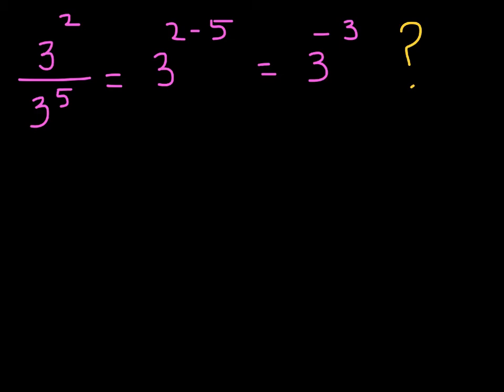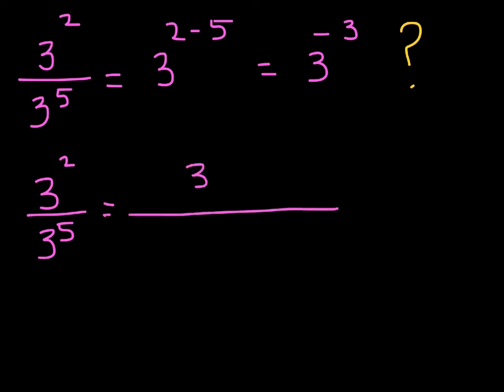So let me have you simplify this expression a different way using factorization. 3 squared means 3 times 3. 3 to the 5th power means 3 times 3 times 3 times 3 times 3.